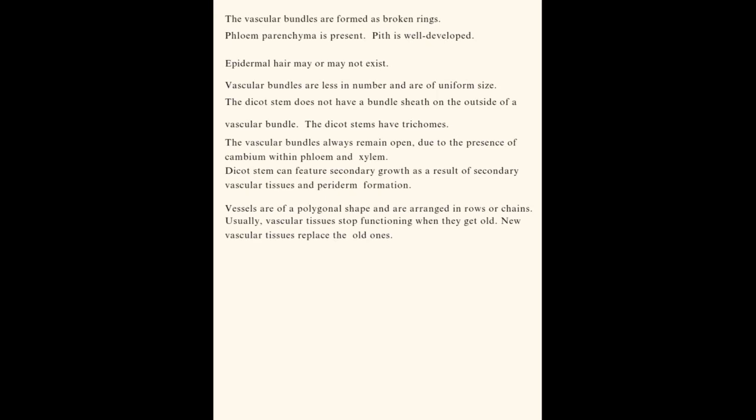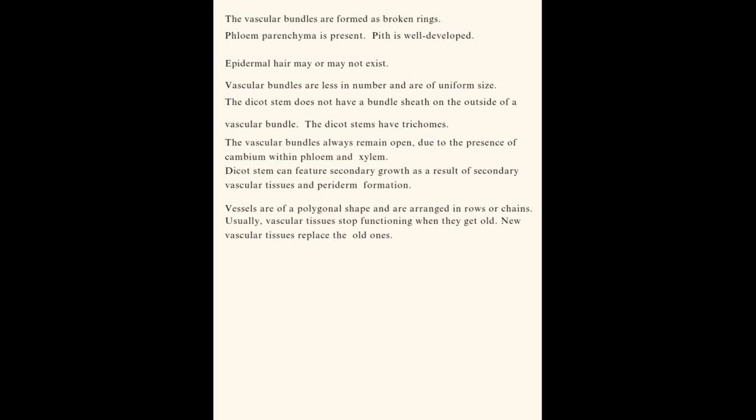Vascular bundles are less in number and are of uniform size. The dicot stem does not have a bundle sheath on the outside of a vascular bundle. The dicot stems have trichomes. The vascular bundles always remain open, due to the presence of cambium within phloem and xylem. Dicot stem can feature secondary growth as a result of secondary vascular tissues and periderm formation. Vessels are of a polygonal shape and are arranged in rows or chains. Usually, vascular tissues stop functioning when they get old. New vascular tissues replace the old ones.